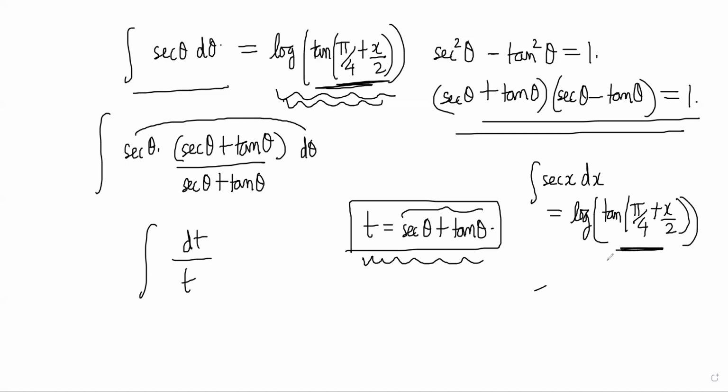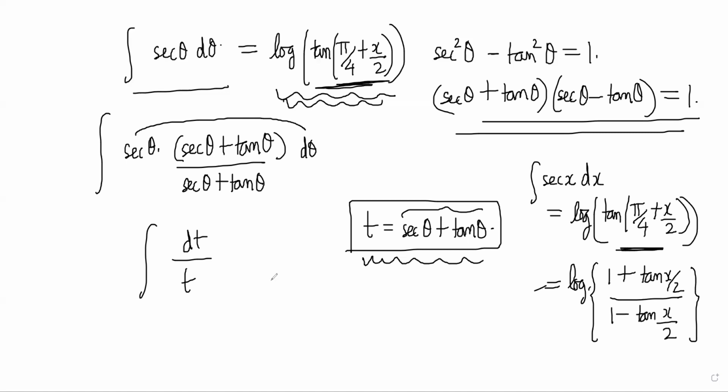Yes, sir. That's what you saw, right? So notice what that is. Pi by 4 plus x by 2 gives 1 plus tan x by 2 over 1 minus tan x by 2, right? And this will become basically cos x by 2 plus sin x by 2 over cos x by 2 minus sin x by 2, right?